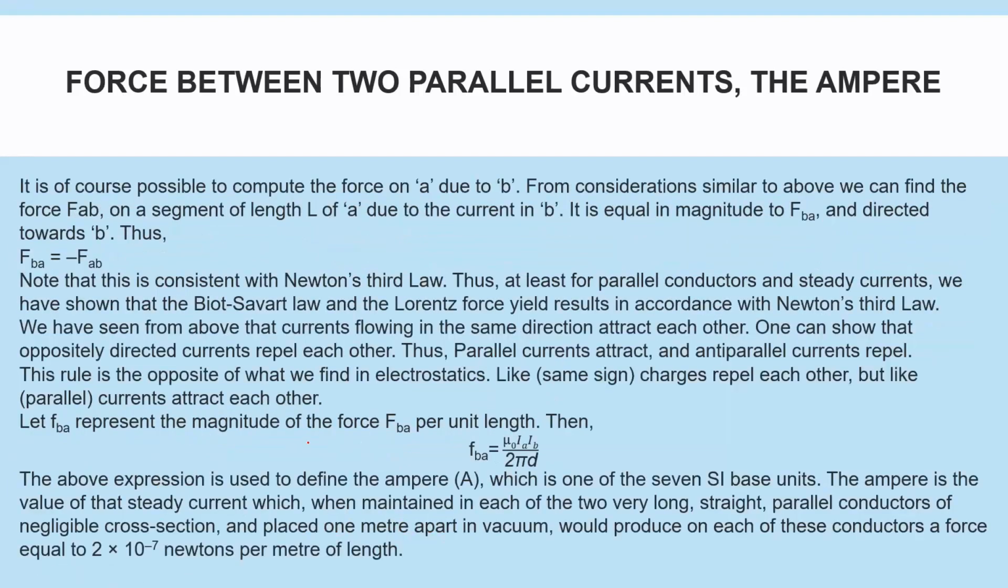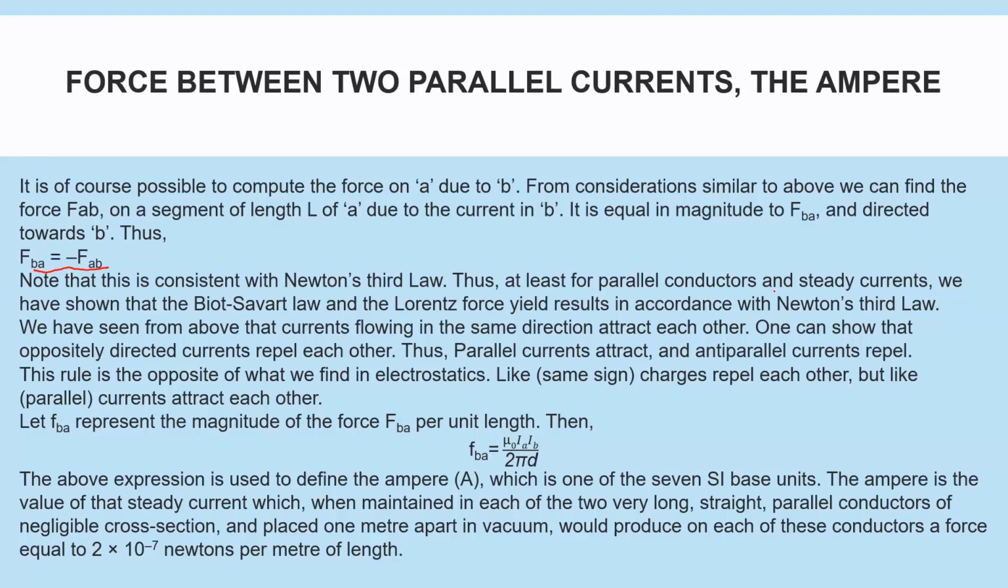Now we can similarly compute the force on A due to B. Understanding the similarities between the conditions that we have for FAB and FBA, we can find that the two forces are going to be equal in magnitude but opposite in direction. Now this is consistent with Newton's third law.